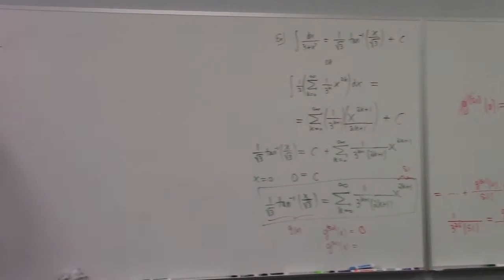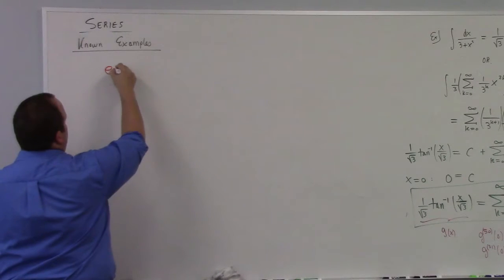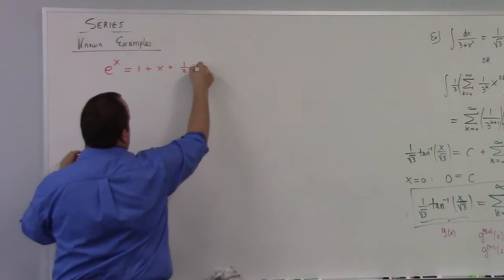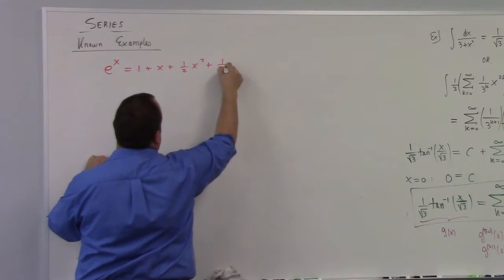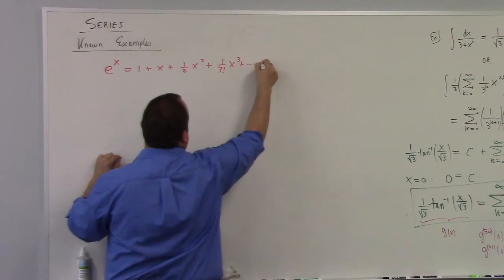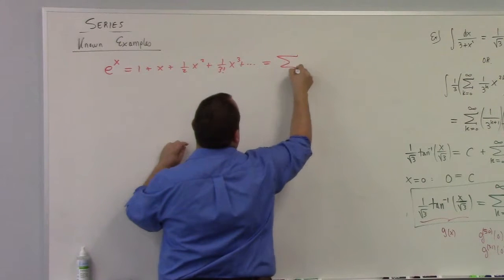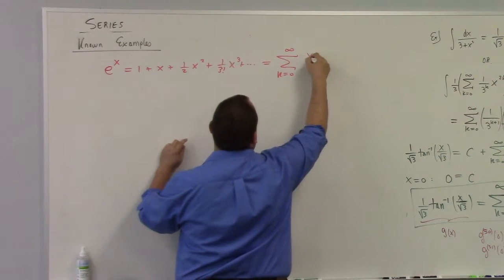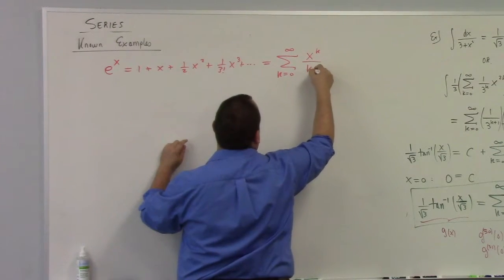There are other things, though, we already know. Principal among those, e to the x is what? It's 1 plus x plus 1/2 x squared plus 1 over 3 factorial x cubed plus and so on. In summation notation, that is the sum k equals 0 to infinity of x to the power k over k factorial, right?